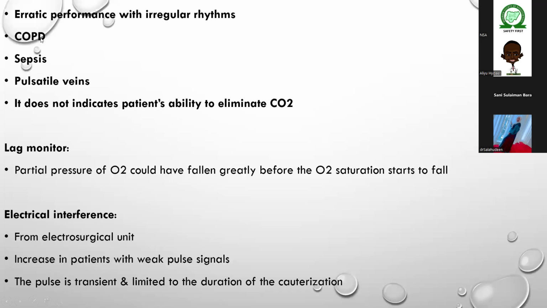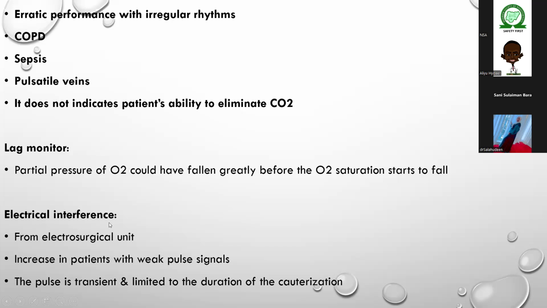Then there are erratic figures in COPD. In sepsis, the organism makes the hemoglobin refuse to release oxygen to the tissues. We also have some portal vein effects, especially in an arteriovenous fistula, because there is mixed venous blood at that fistula. So the arterial pulsation is coming, and the one from the mixed blood is also coming. It also does not indicate the patient's ability to eliminate EtCO2. There is a delay of 3 to 6 seconds, so the partial pressure of oxygen falls greatly before the oxygen saturation starts to display to us.